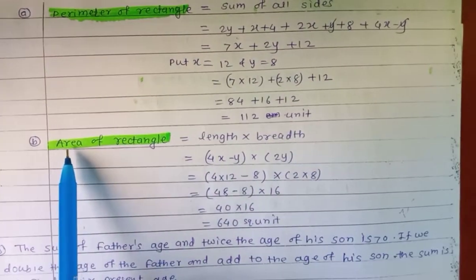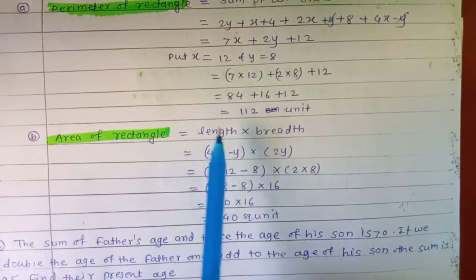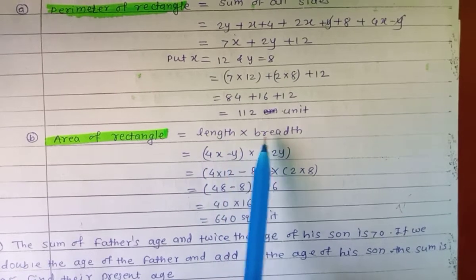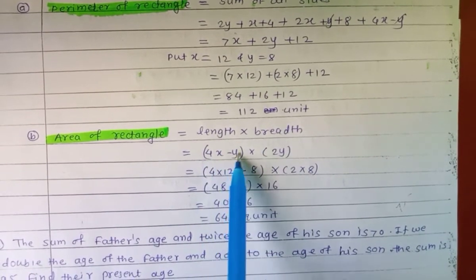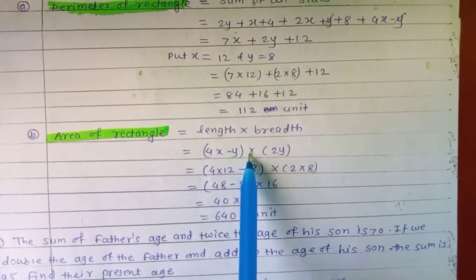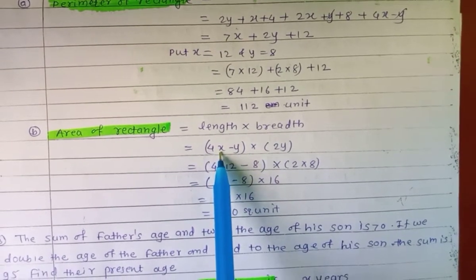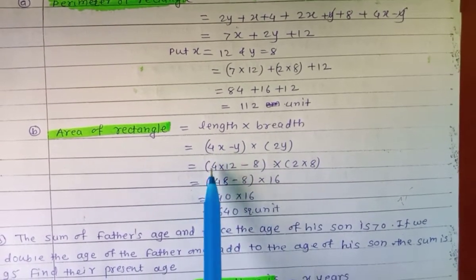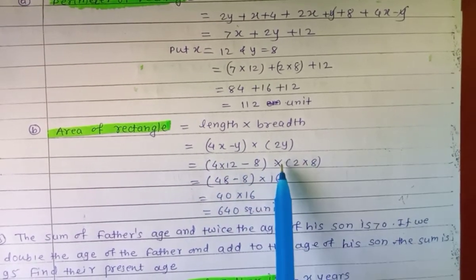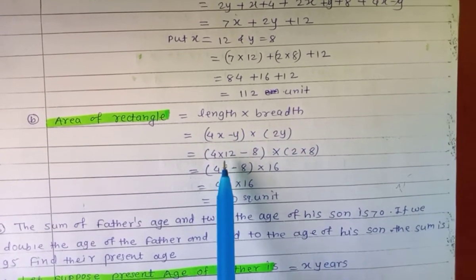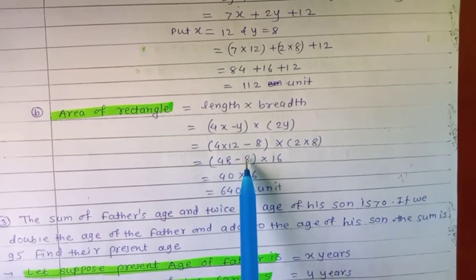Again we have to find the area of rectangle, which is length into breadth. Length is given in the figure as 4x minus y and breadth is 2y. Therefore, put x equal to 12 again and y equal to 8. 4 into 12 minus 8, into 2 into 8.